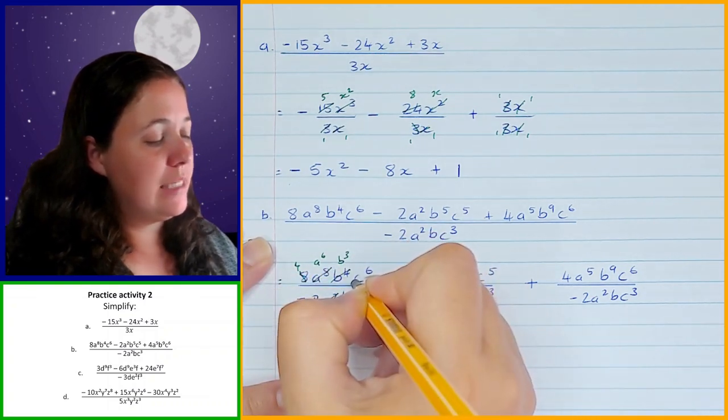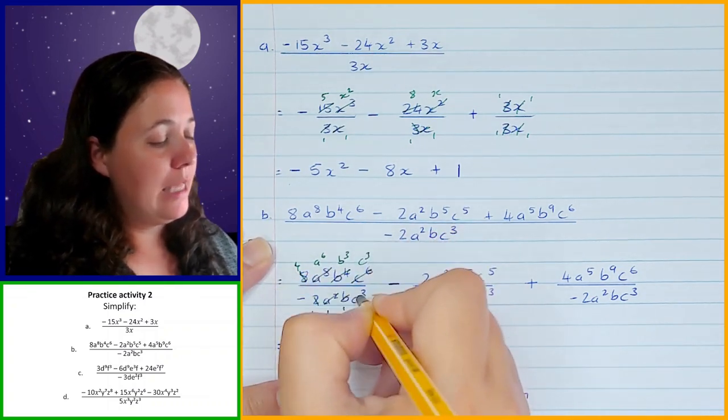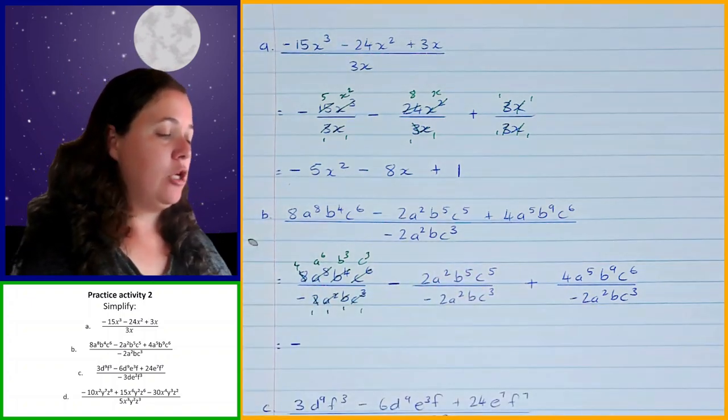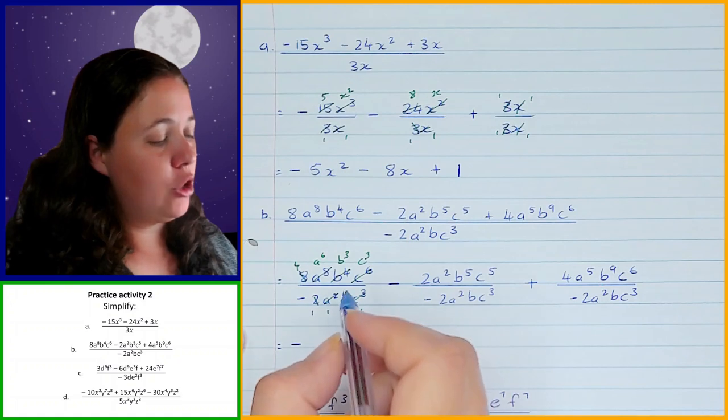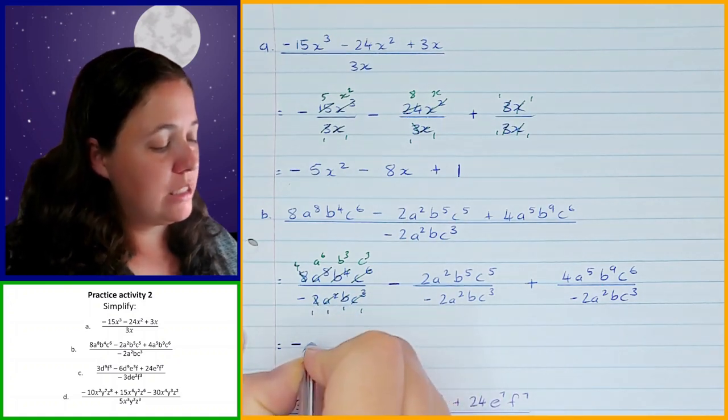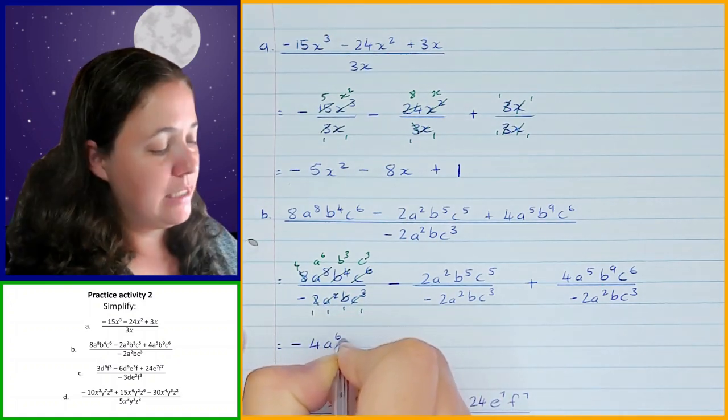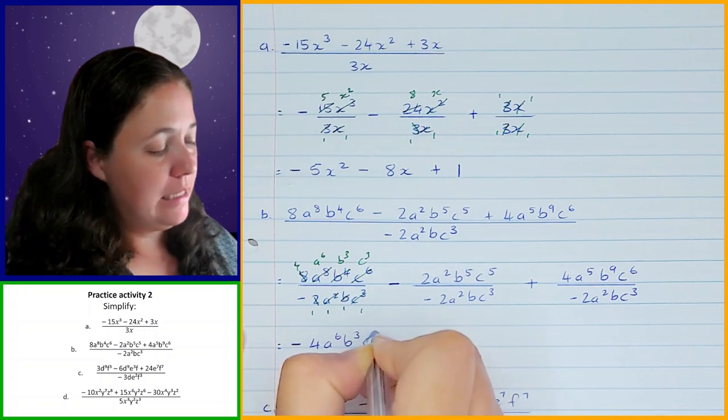And c to the power of 6 and c cubed give me c to the power of 3 at the top and 1 at the bottom. So that all gives me 4, a to the power of 6, b cubed, c cubed, all over 1, or just 4, a to the power of 6, b cubed, c cubed.